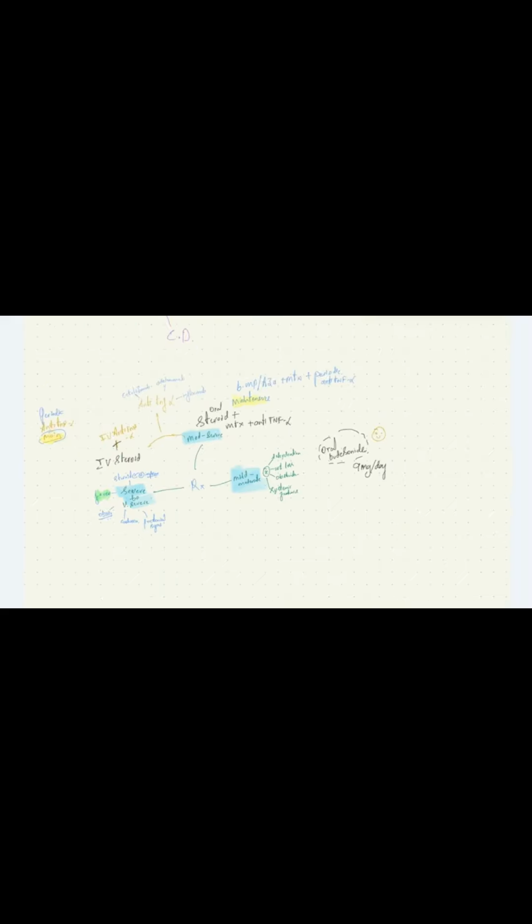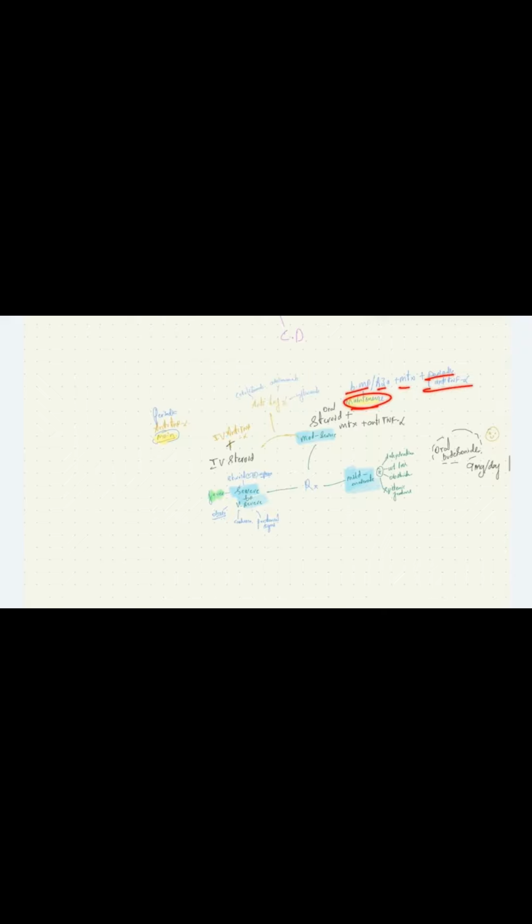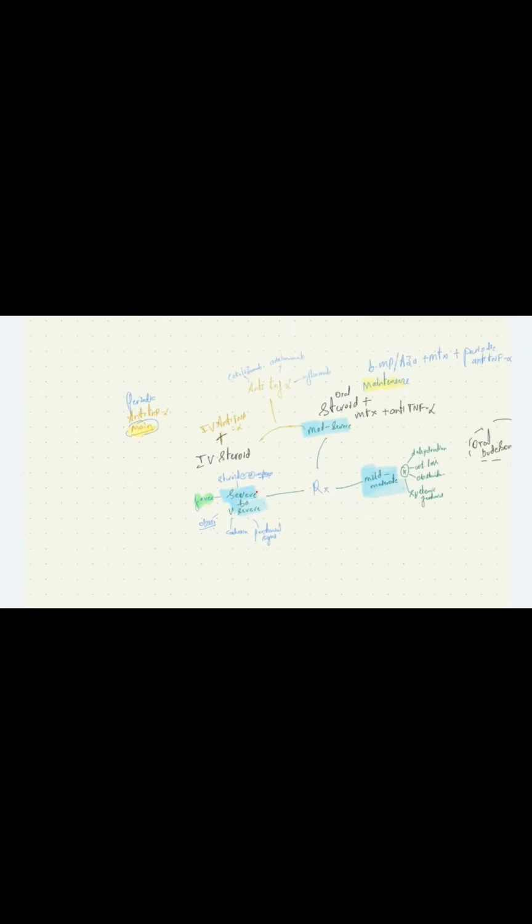In moderate to severe disease, we give oral steroid, methotrexate with anti-TNF alpha agents, and maintenance we give 6-mercaptopurine or azathioprine with methotrexate and periodic anti-TNF alpha agents. In severe to very severe disease, we give IV steroids and IV anti-TNF alpha agents. For maintenance, we give periodic anti-TNF alpha agent. This is about inflammatory bowel disease.